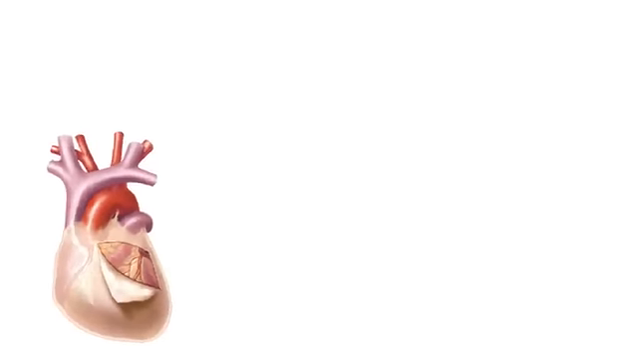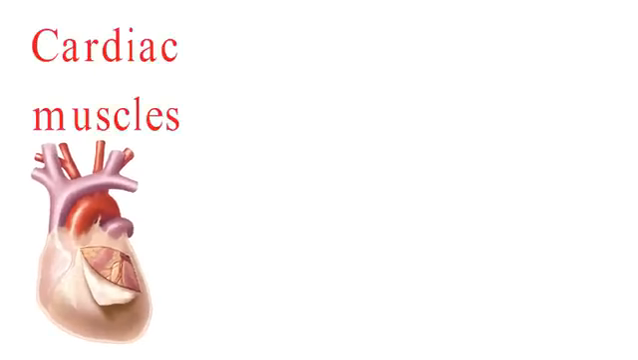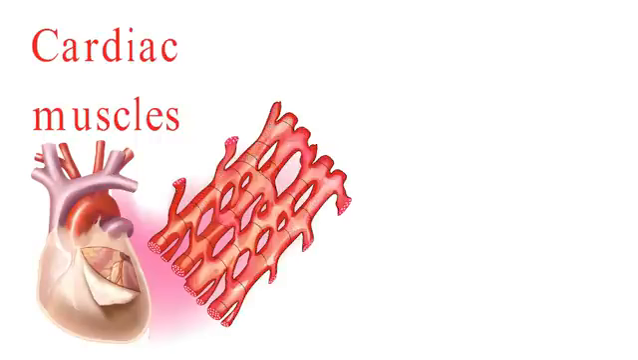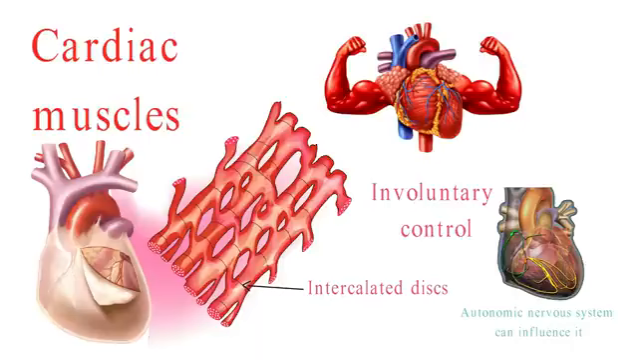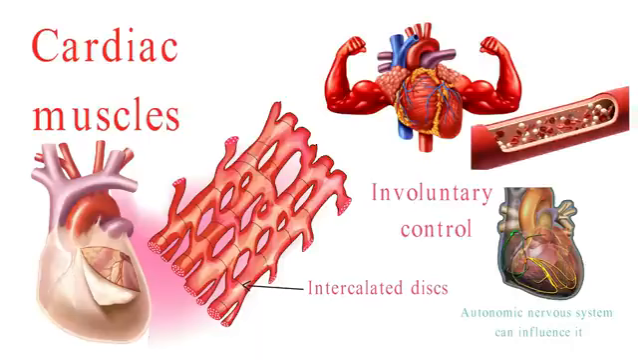And finally, cardiac muscle tissue. This specialized muscle is exclusively found in the heart. It's striated, similar to skeletal muscle, but with a distinctive branching pattern and intercalated discs. Cardiac muscle is also involuntary, but it has its own electrical conduction system that regulates the heartbeat. The autonomic nervous system can influence it. The cardiac muscle's primary job is to keep our hearts beating, ensuring blood is pumped throughout our bodies to supply oxygen.